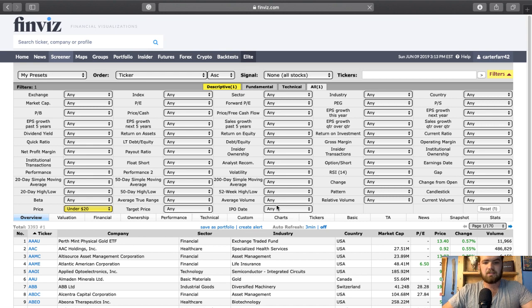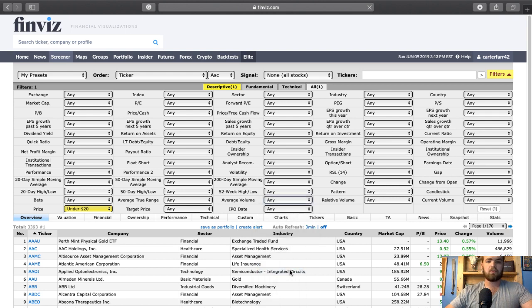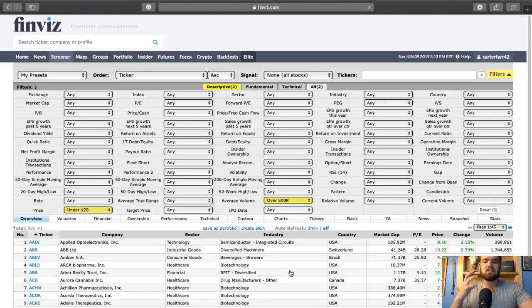Next thing I want to do is change the average volume, because we all know volume is key, whether we're searching for day trades, swing trades, or overall investing in the stock market, because volume is going to push the price. It's going to get buyers. It's going to get sellers. It's going to make that stock more volatile, not too volatile.